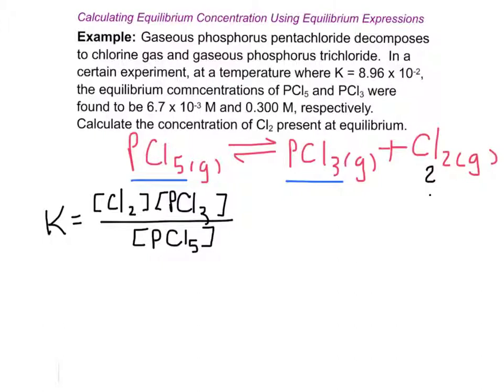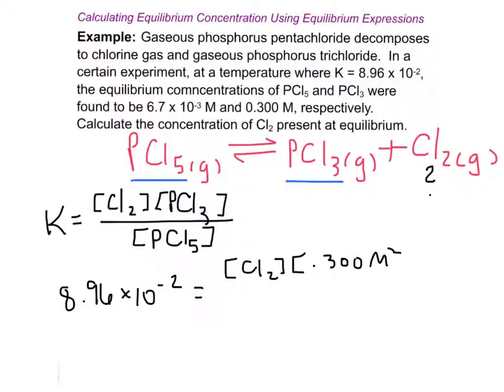We know the values for phosphorus pentachloride and phosphorus trichloride. We are also given the value for the equilibrium constant. So we can go ahead and just plug those in. We have the equilibrium constant 8.96 times 10 to the negative 2, and that is equal to the concentration of chlorine gas that we want to find out. We know the concentration of phosphorus trichloride is 0.300 molar. The concentration of phosphorus pentachloride is 6.7 times 10 to the negative 3 molar.